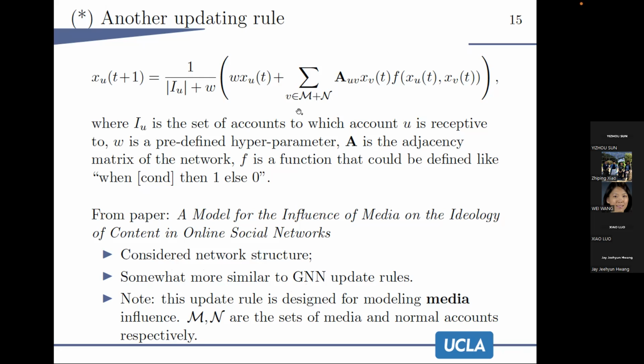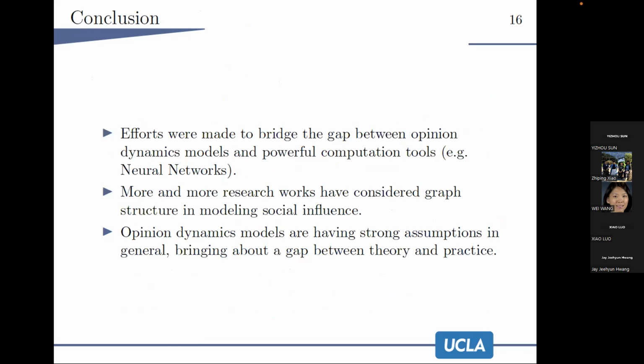But this expression, as we can see, is probably getting more similar to what we usually have as a GNN model. And so there are trends of considering network structures already. Some of my conclusions on this line of work are that some efforts were made to bridge the gap between opinion dynamics models and powerful computation tools like the neural networks that we have here. And some recent works are considering graph structure in modeling the social influence already.